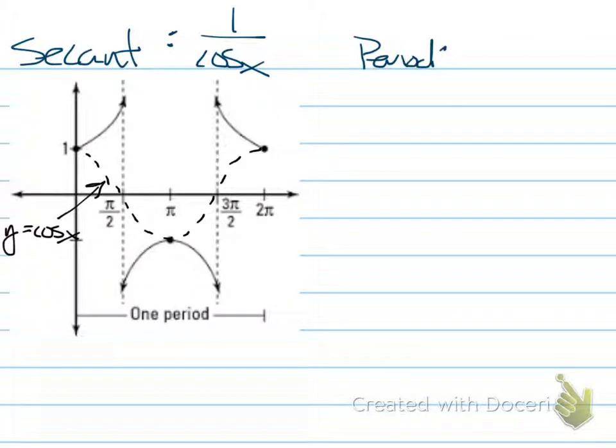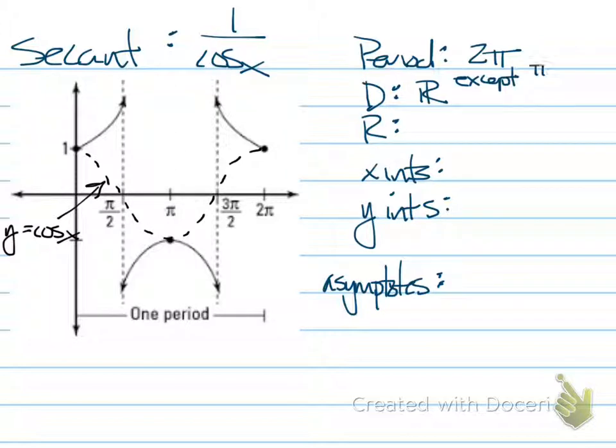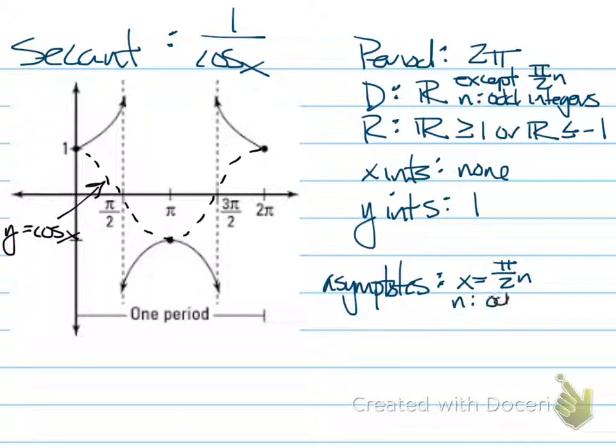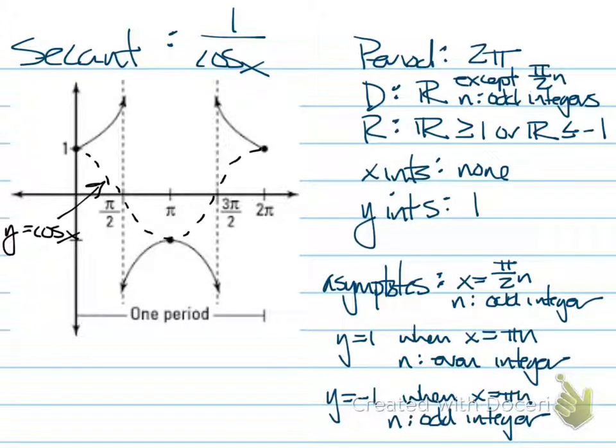And secant is the inverse of cosine, and the dashed curve is the graph of cosine. The graph of secant is also a reflection across the lines y equals 1 and y equals negative 1. The period is also 2 pi. The domain is all real numbers except for pi over 2 times n, where n is an odd integer. The range is all real numbers greater than or equal to 1, or all real numbers less than or equal to negative 1. It does have a y-intercept at positive 1, but there are no x-intercepts.